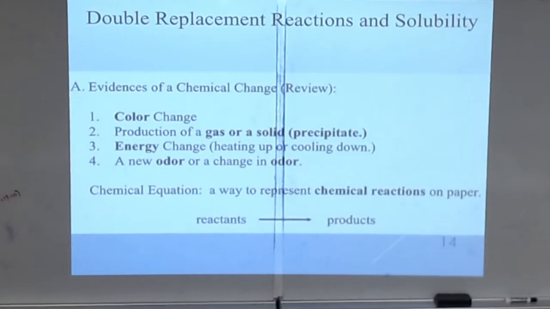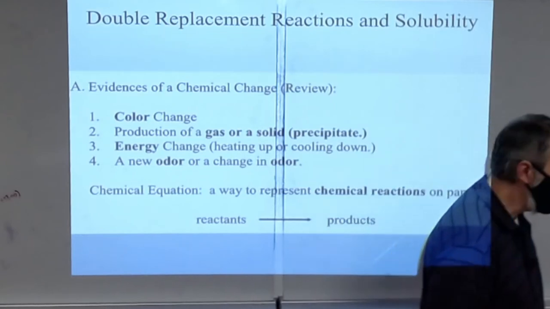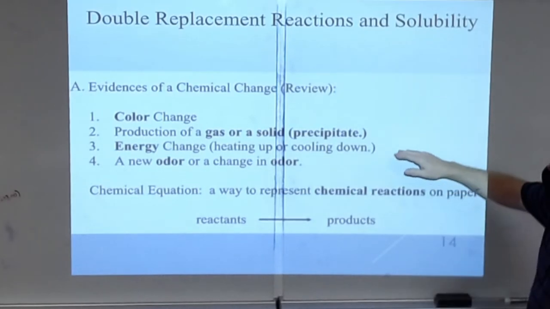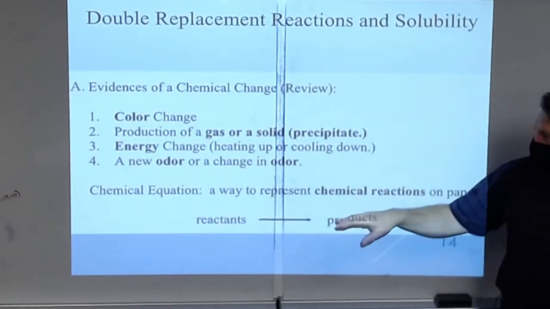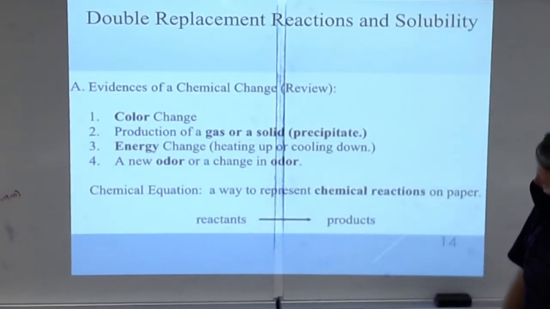All right. Let's remember what some evidences of chemical changes are. We do color change. We produce a gas or a solid, a precipitate. That's what we're talking about today. Energy change. Almost all chemical reactions have an energy change. We could have a new odor or a change in odor.